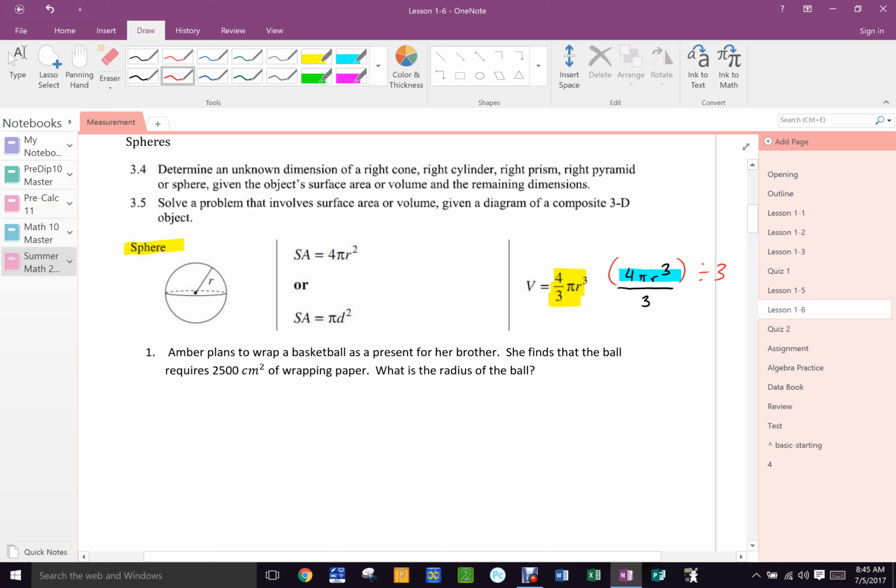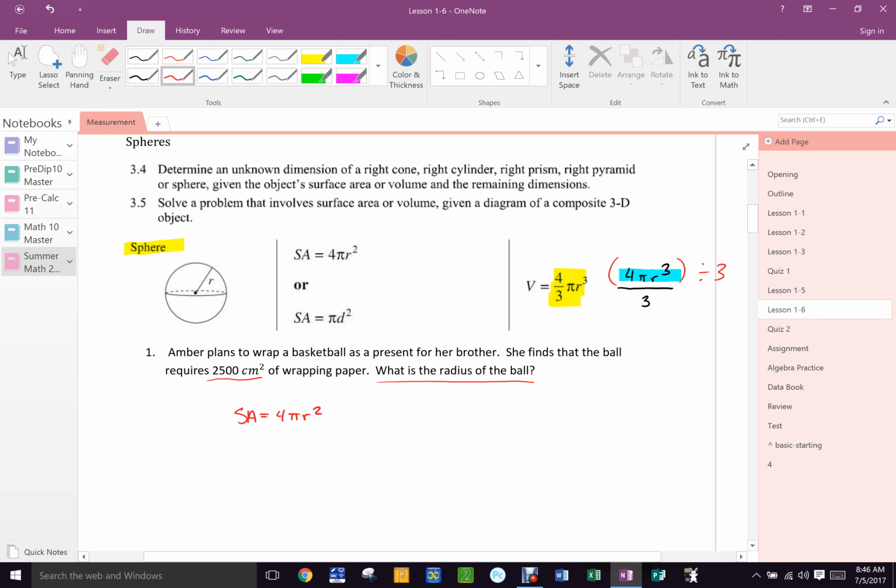So Amber's going to wrap this basketball as a present for her brother. She finds that the ball requires that much wrapping paper. What's the radius of the ball? So this question is doing double duty. It is making you use surface area or volume, and it's going to make you do some algebra. First of all, which one am I going to be doing? Surface area or volume for wrapping up a basketball? Surface area, of course, because it's only the outside, right? We don't care how big it is. If I was wrapping a bowling ball, it would still be surface area. So we know we need this formula. Surface area equals 4 pi r squared.